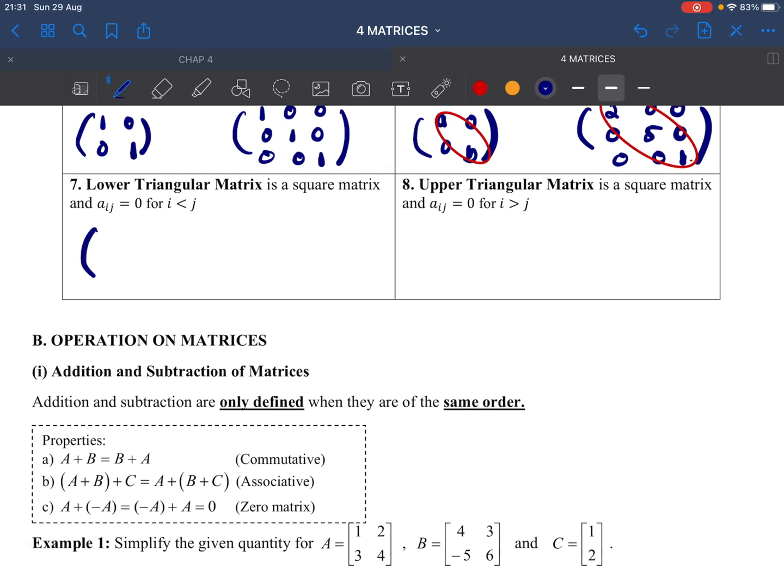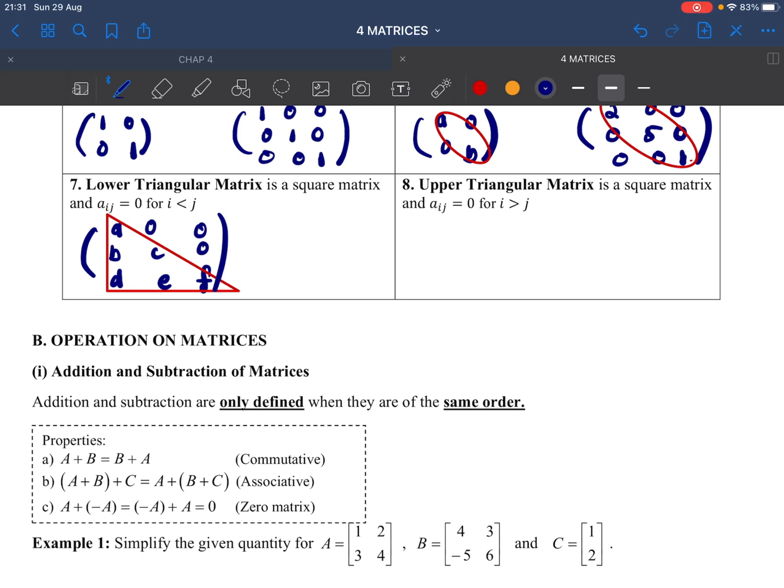So, okay, contoh kat sini saya ada A, B, C, D, E, F. Okay, so ini triangle saya. Kalau kamu nampak, ini ialah triangle saya. So, selain daripada tu ialah 0. So, that is what we call as lower triangular matrix. Okay, ini semua ada nombor, can be any number. Selain daripada tu ialah 0. So, that is lower triangular matrix.